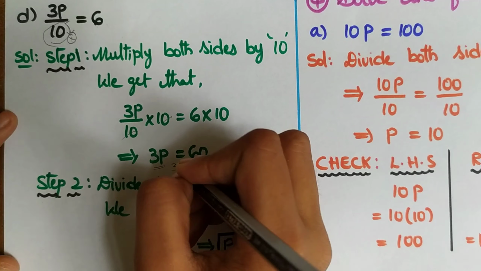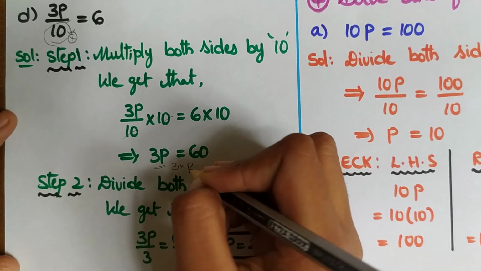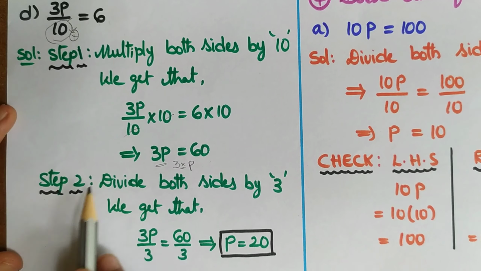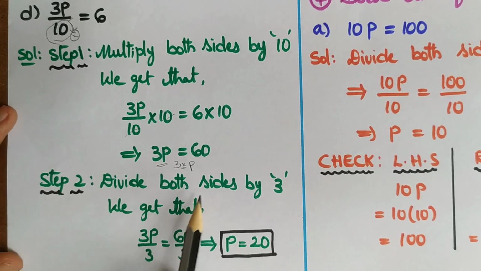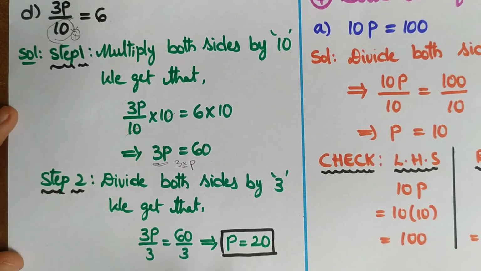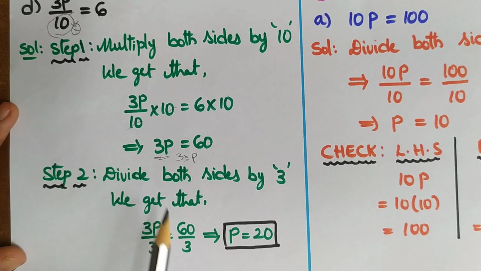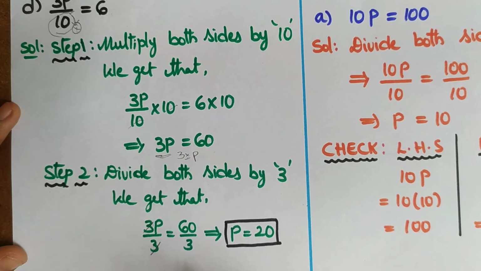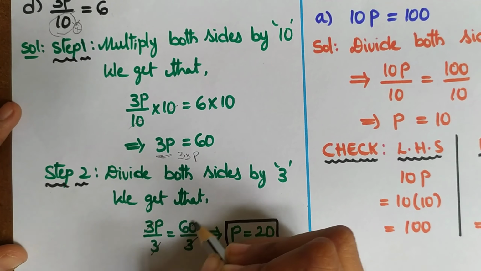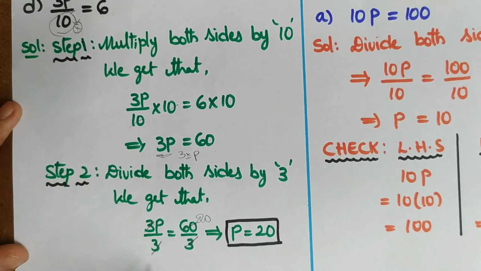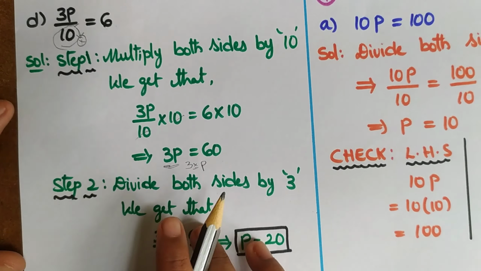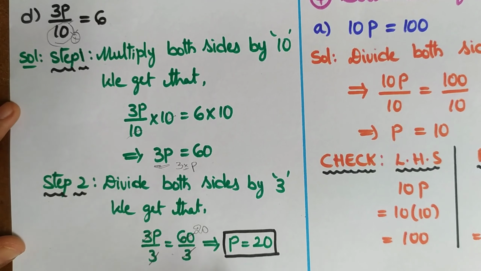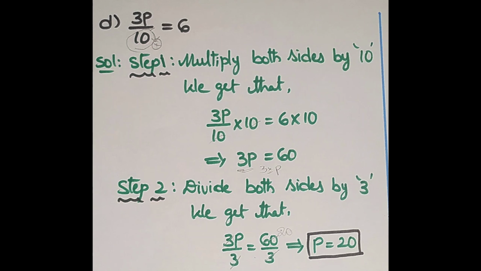3p means 3 into p. So here it is multiplication, that means we have to do opposite to multiplication, which is division. Now step 2 is divide both sides by 3. We get that 3p by 3 is equal to 60 by 3. Here 3p by 3 get cancelled and 60 by 3 is 20. Now p equal to 20. 3p by 10 is equal to 6, where p equal to 20 is the answer for this D bit.